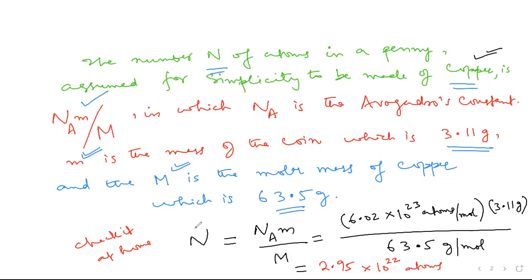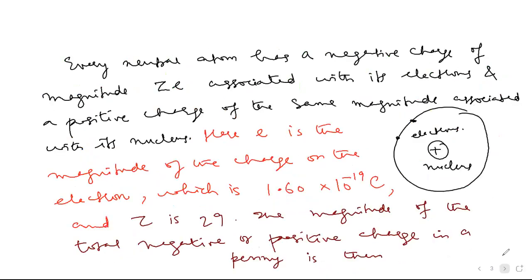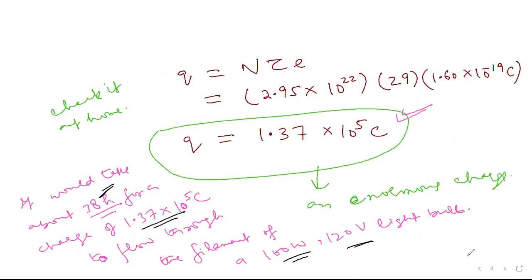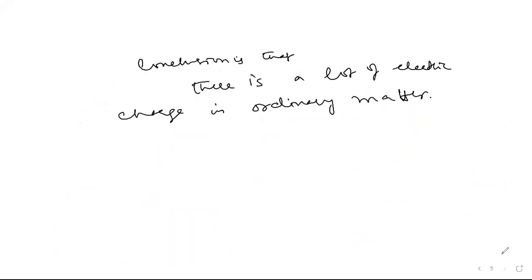Then we calculated the number of atoms in the penny, and I told you to check this number. Then we said the charge on an electron or proton is this much coulombs, and the charge number is 29. We multiplied them and we got our answer. Then we compared its size. We said it is a huge charge. And in the conclusion, we said there is a lot of charge in ordinary matter.